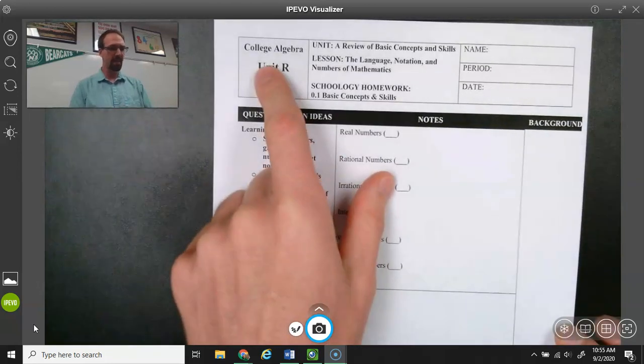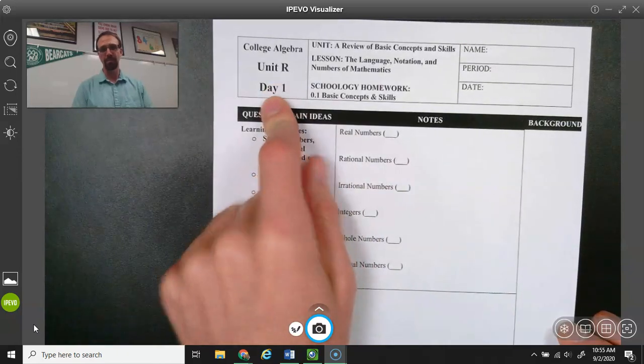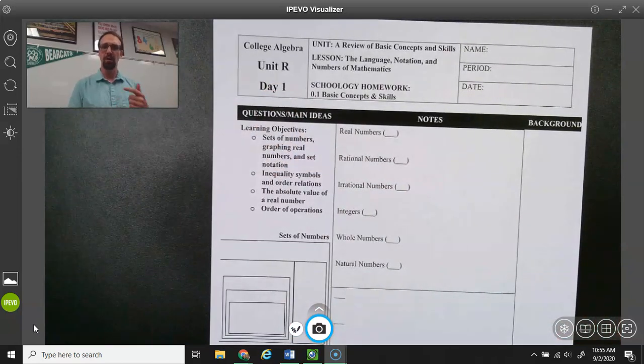At the very top it says the course name, College Algebra. This is Unit R, our review chapter, and then Day 1. I will go sequentially, so we start with Unit R, Day 1, then Day 2, Day 3, and so on, most of the time. If there is something that goes against that, I'll let you know.